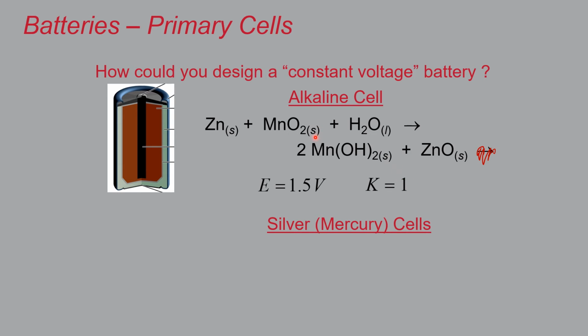Now, what happens with these cells is that they will put out 1.5 volts until all of the zinc and the manganese oxide is reacted, in which case it just goes from 1.5 volts down to 0.